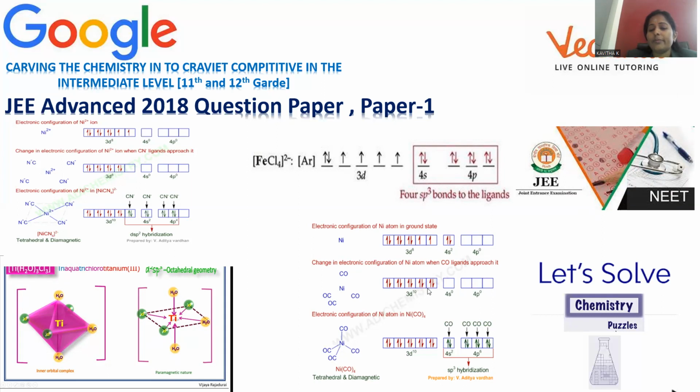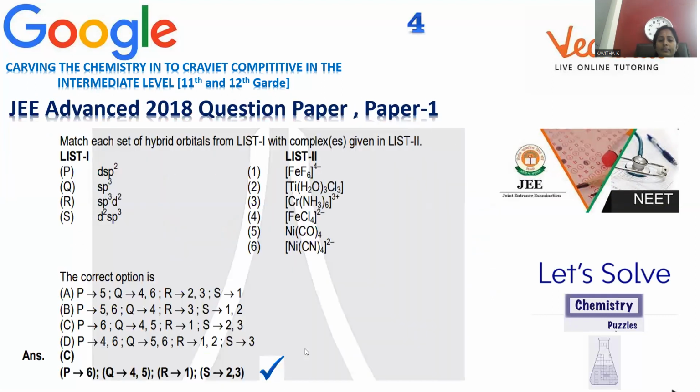Now it became 3d10. Whenever 3d10 is there, how many carbonyls are there? 4. 4 carbonyls are able to give 8 electrons. 8 electrons are accommodated in the s and p orbitals, so that sp3 hybridization. Just like iron tetracarbonyl, here also you can notice sp3 hybridization in the nickel tetracarbonyl. Nickel tetracarbonyl is having sp3 hybridization.